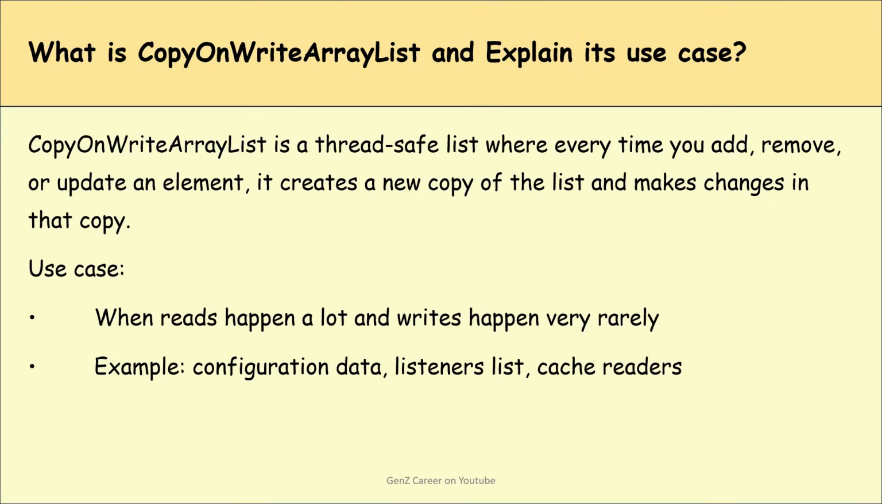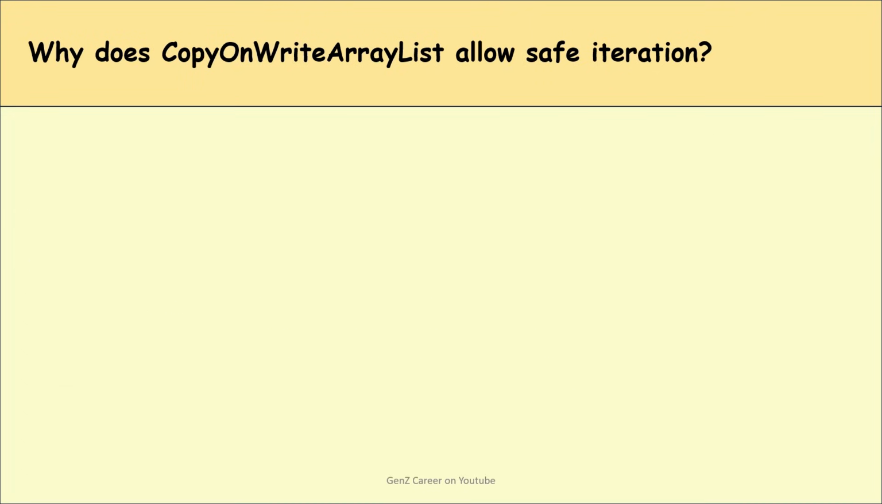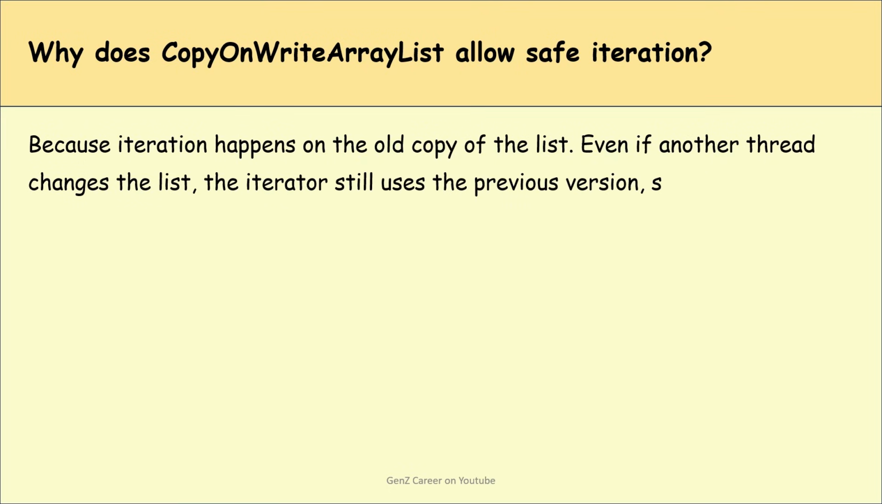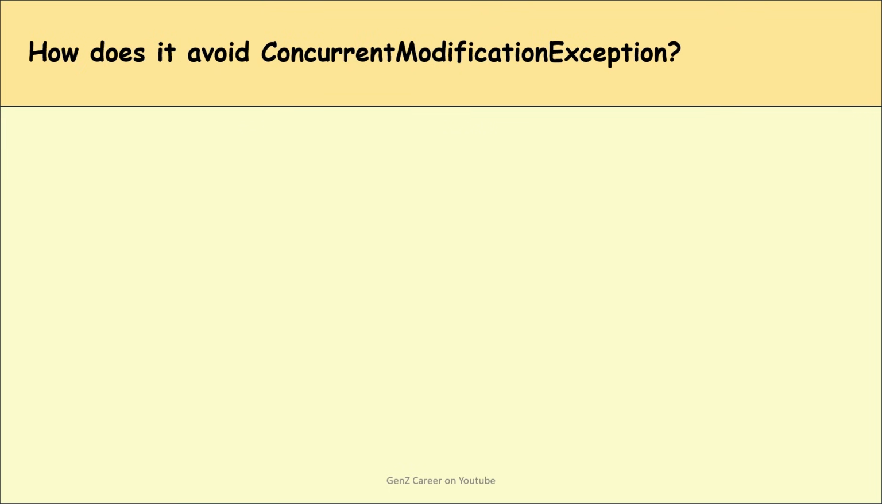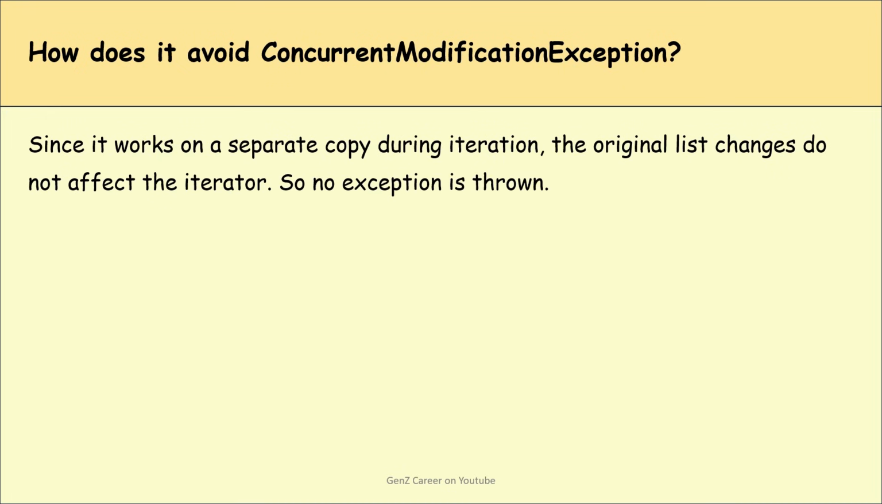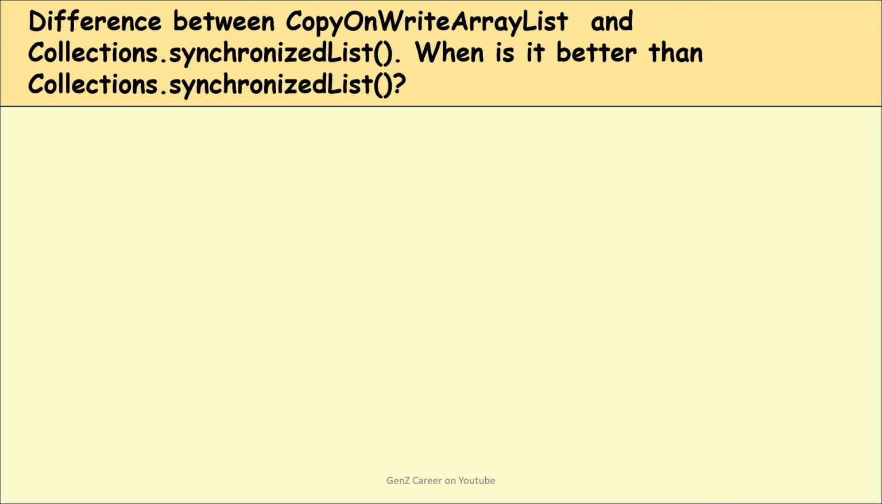Next question is, why does CopyOnWriteArrayList allow safe iteration? Because iteration happens on the old copy of the list. Even if another thread changes the list, the iterator still uses the previous version, so it stays safe. How does it avoid ConcurrentModificationException? Since it works on a separate copy during iteration, the original list changes do not affect the iterator, so no exception is thrown.